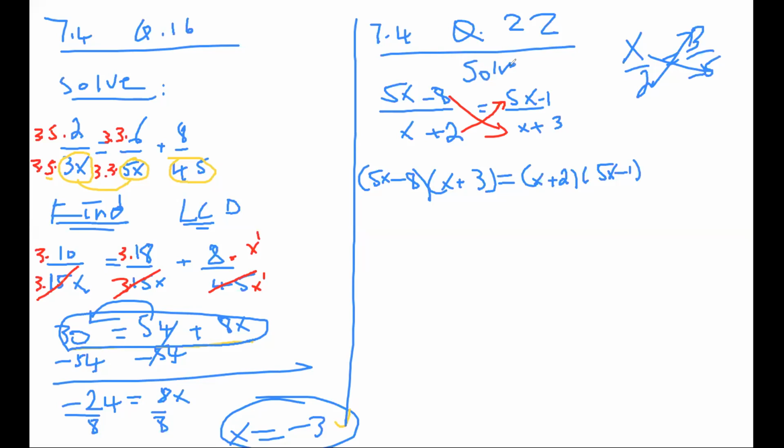So that will be 5x squared, right? Okay, so we're going to distribute both of these. 5x times x is 5x squared. 5x times 3 is plus 15. Then x times negative 8 is negative 8x, plus 3x times negative 8 is negative 24. Equals. That's right. And do the same thing on this side too.